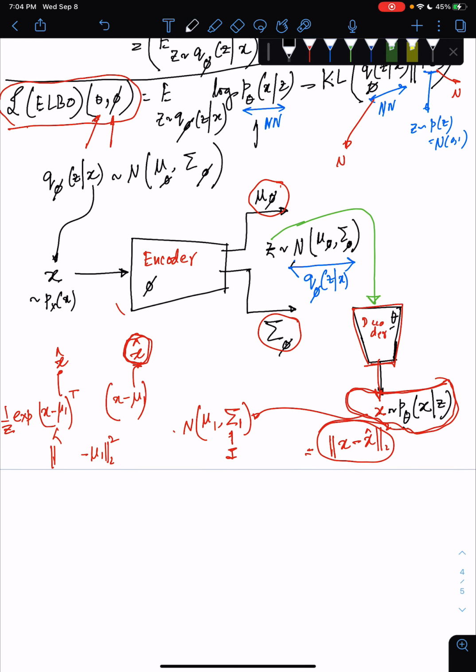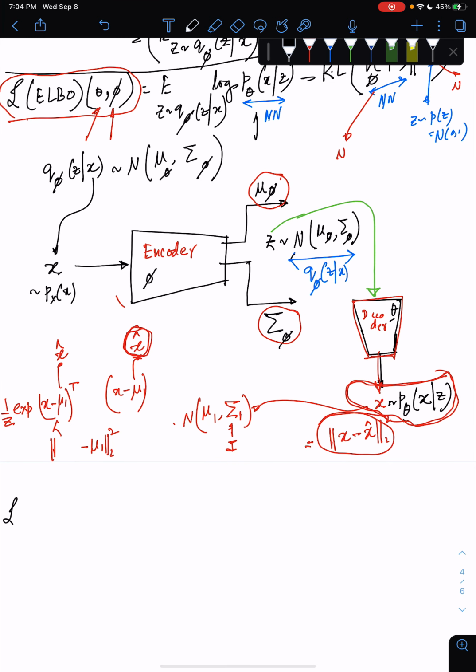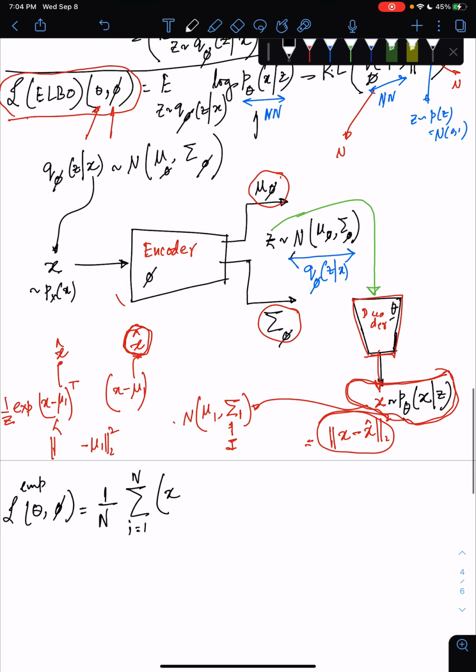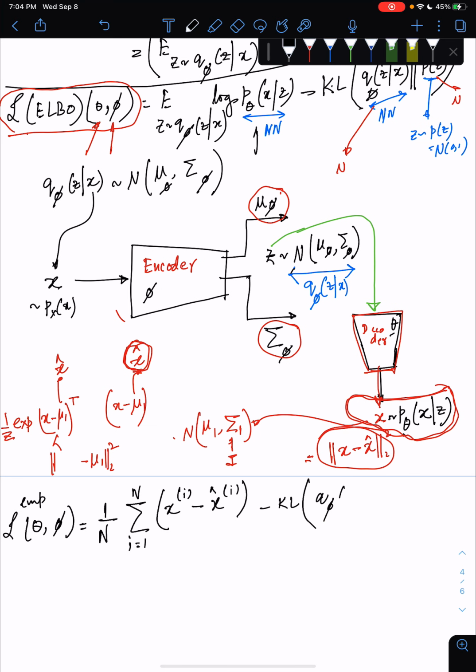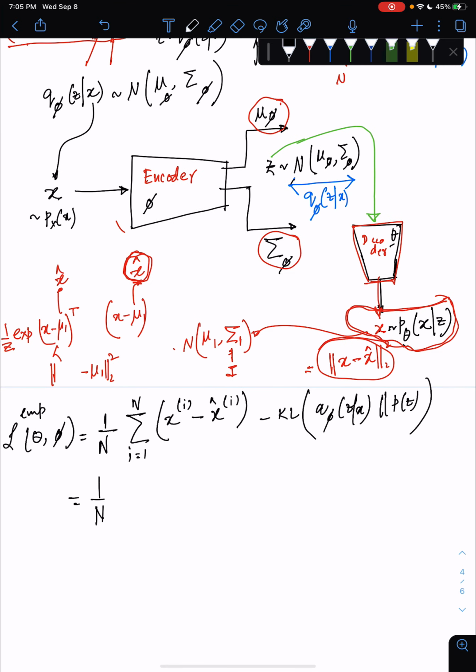Empirically, this loss function with parameters theta and phi will look something like this: the sum from 1 to n of xi minus the reconstructed output, minus the KL divergence of q phi z given x and p z. So this is xi. Now what is this x hat?